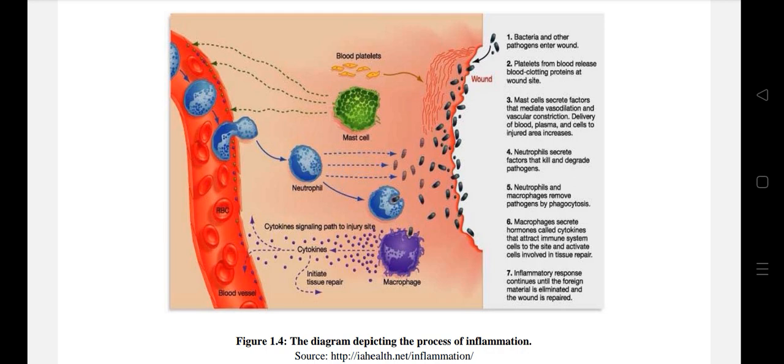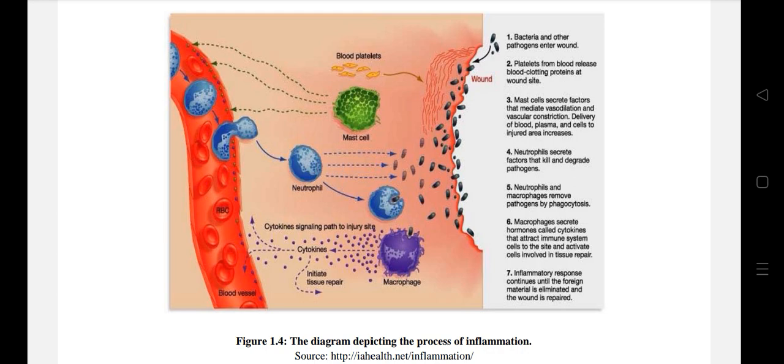Neutrophils secrete factors that kill and degrade pathogens. Neutrophils and macrophages remove pathogens by phagocytosis. Macrophages secrete hormones called cytokines that attract immune system cells to the site and activate cells involved in tissue repair. The inflammatory response continues until the foreign material is eliminated and the wound is repaired.